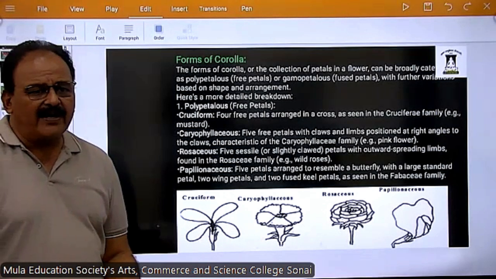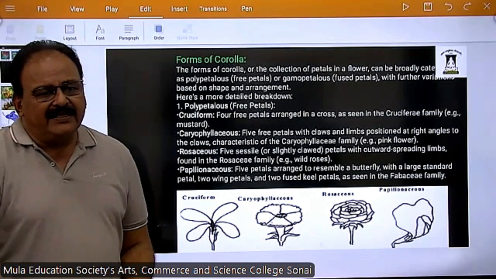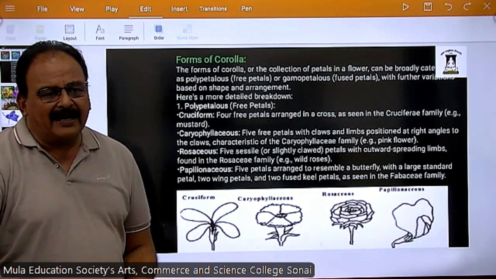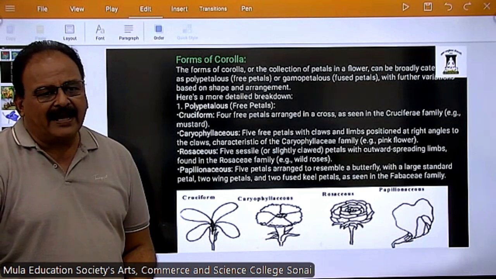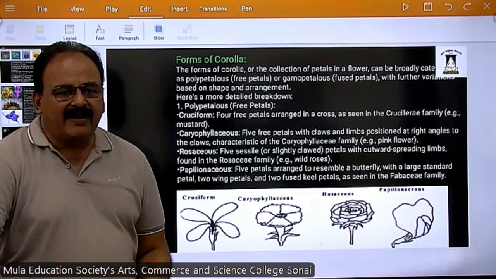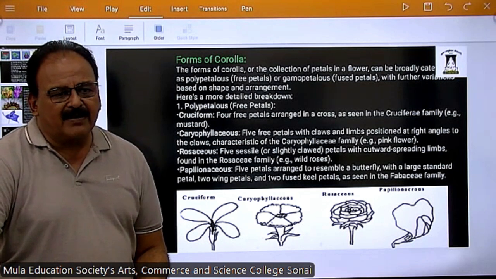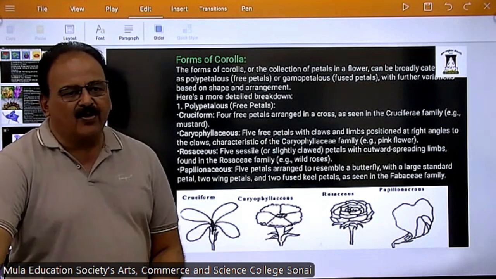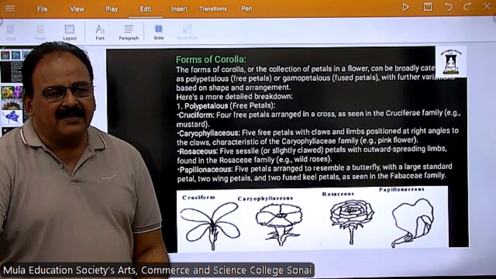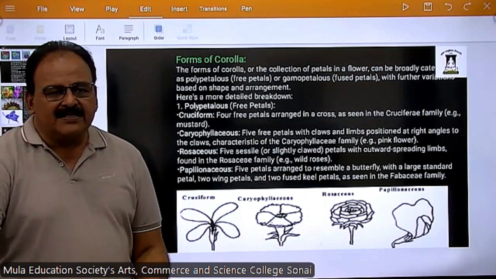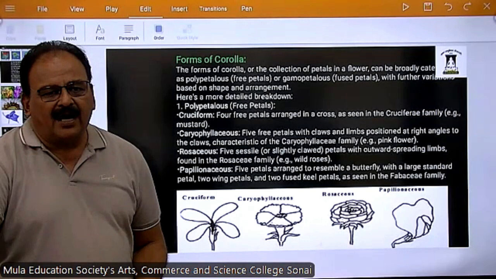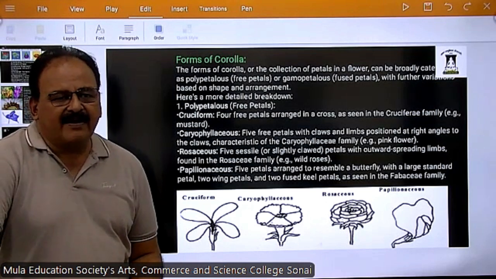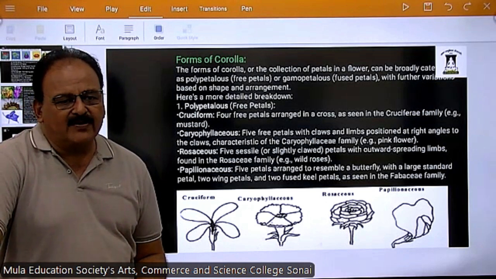Then second is Caryophyllaceous. There are also 5 petals, but in this there are claws and limbs positioned at right angles to the claws, characteristic of the Caryophyllaceae family, for example, pink flower. Then the third one is rosaceous corolla. Five sessile petals with an outermost spreading limb, found in the Rosaceae family, for example, wild roses.